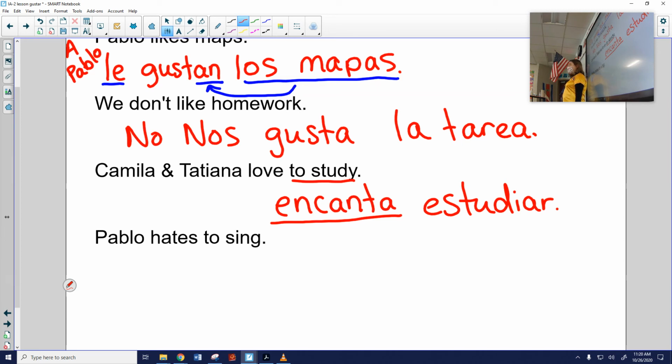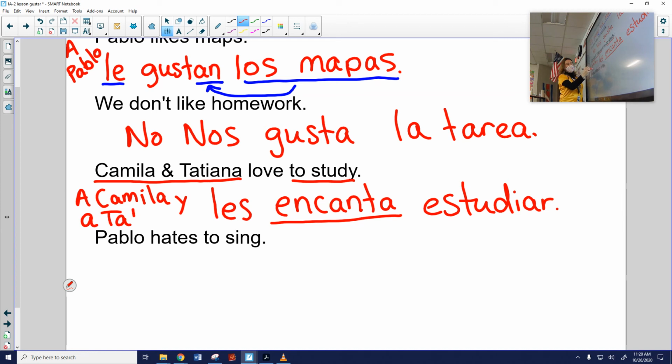I heard a few people whisper les. What do you guys think? See, les. Should I use a clarifying phrase here? Probably I should, because les encanta means either they like or you guys like, and here we name two specific people. If we name two people, we need two a's. A Camila y a Tatiana. Les encanta estudiar. Son locas, ¿no? ¿A quién le encanta estudiar?